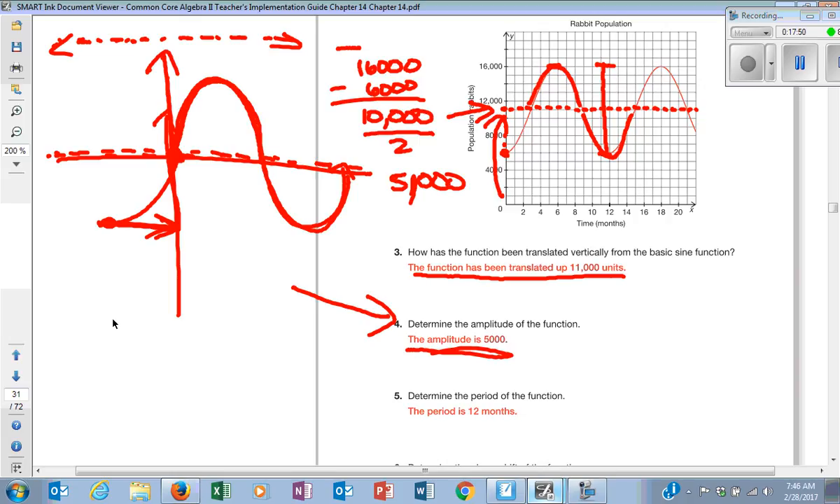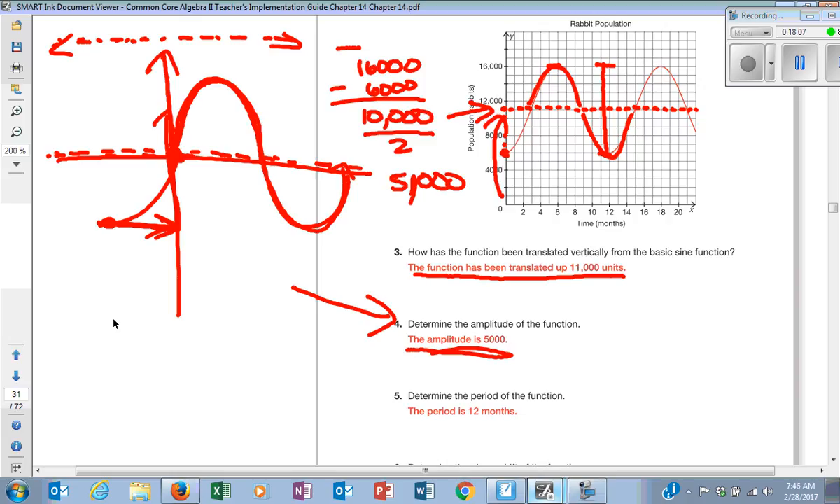I don't know how they got the midline. I don't know how they knew that that was translated up 11,000. Personally, I don't know how they did that. Just randomly. I don't know.